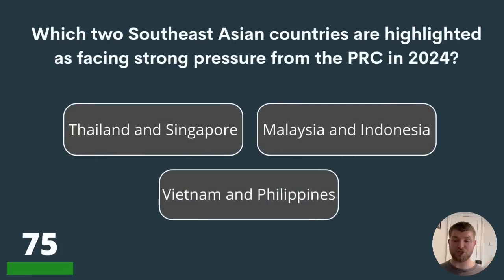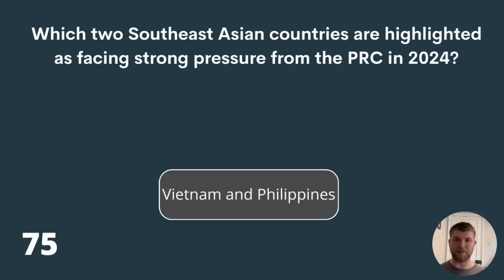On to question 75. Which two Southeast Asian countries are highlighted as facing strong pressure from the PRC in 2024? Thailand and Singapore, Malaysia and Indonesia, or Vietnam and Philippines? The answer is Vietnam and Philippines.